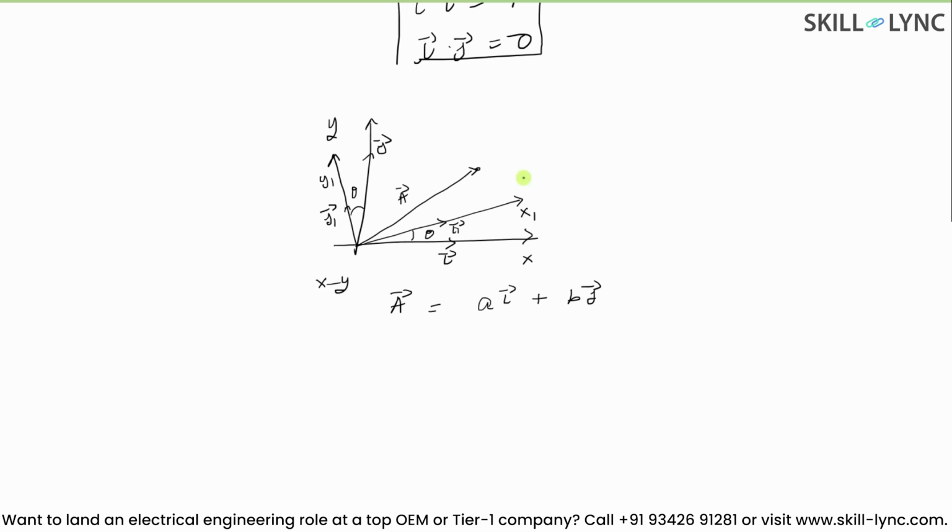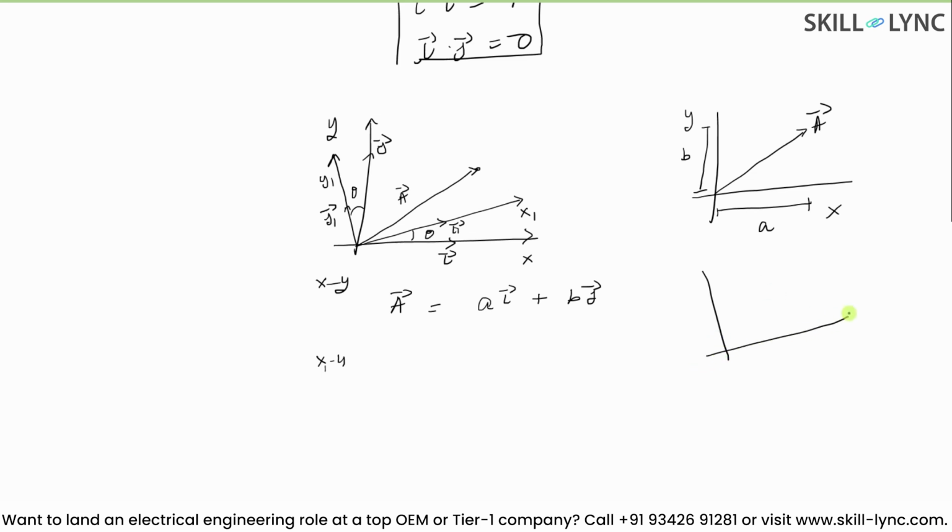For the sake of clarity, I'm going to draw the xy coordinate system separately, and represent the a vector there. So what is a? Well, a is the component of the vector along the x-axis, and b is the component along the y-axis, and that's why a vector is equal to a i vector plus b j vector. In the x1 y1 coordinate system, I drew it like this, inclined, and my a vector is maybe closer to the x1 axis.